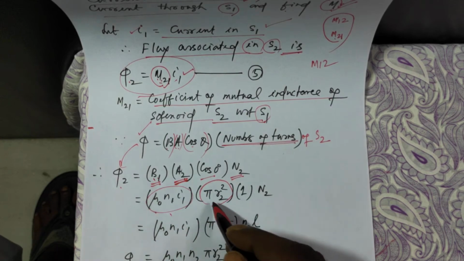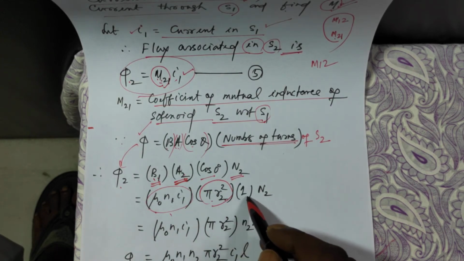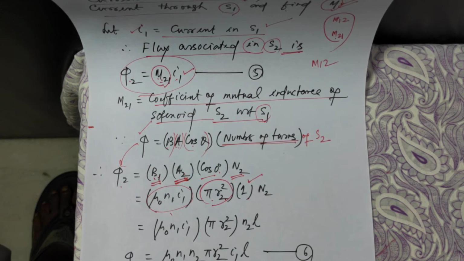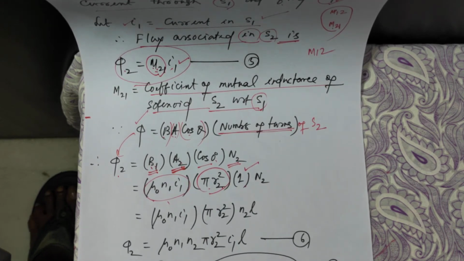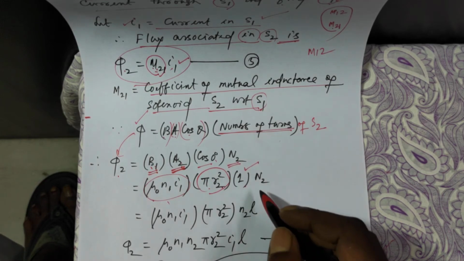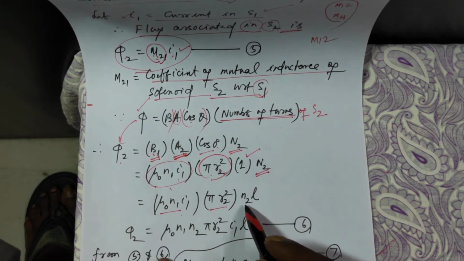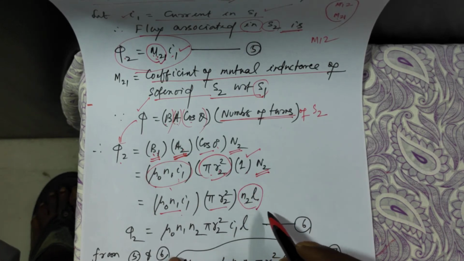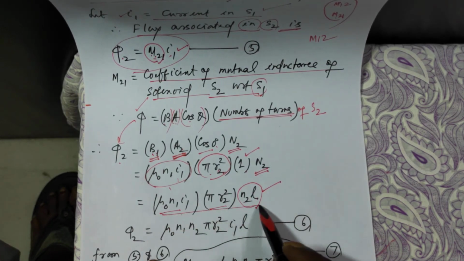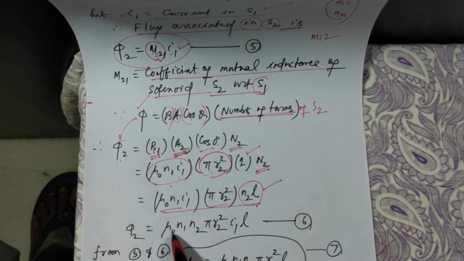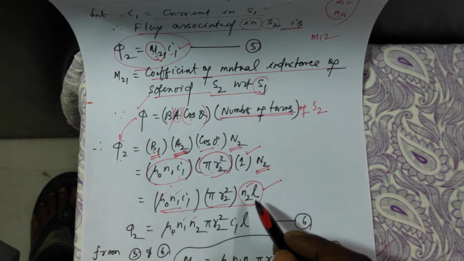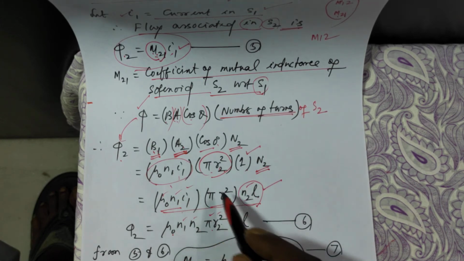So B1 times area pi R2 square, cos 0 is 1, because the lines of force pass normally through each turn of S2. And this is the total number of turns in S2. So this is the same as this, pi R2 square into L. If you rewrite by arranging properly, this comes out to be mu naught n1 n2 pi R2 square I1 L.